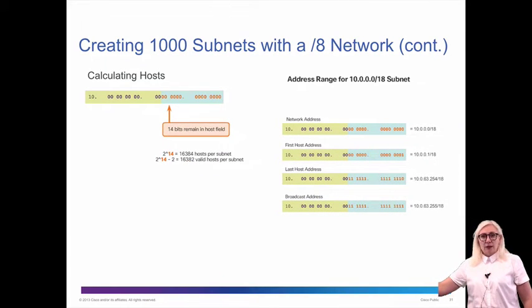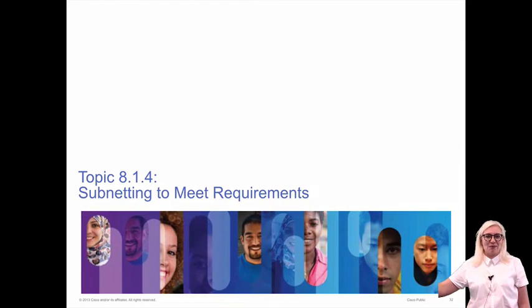Yeah, calculating the number of hosts that remain. Well, now I have borrowed 10 bits. I had originally 24, which gives me 14 bits remaining in the host field. So that is 2 to the power of 14, which is 16,384, minus 2 is 16,382 valid host addresses per subnet. So these are large subnets.